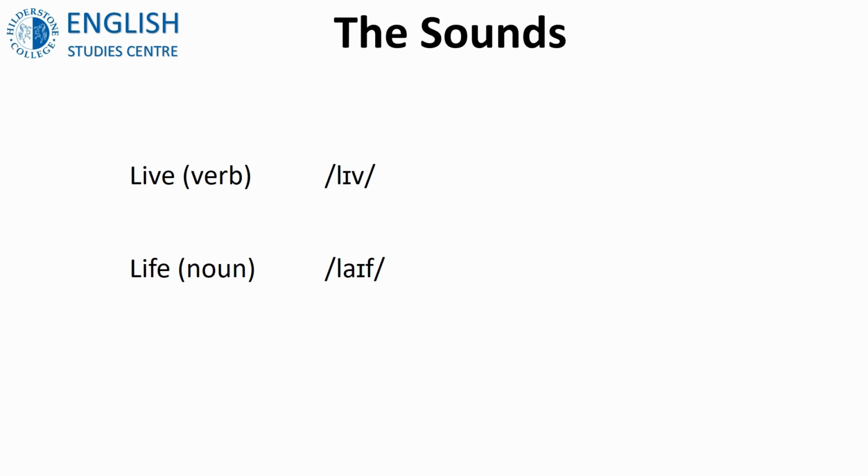The verb is live. The noun is life. Can you hear the difference there between the v sound in the verb, live, and the f sound in the noun, life? That's what we call a minimal pair. The only difference between those two sounds is whether you use your voice or not. They're formed in the same way, in the same place, using your teeth and your bottom lip.